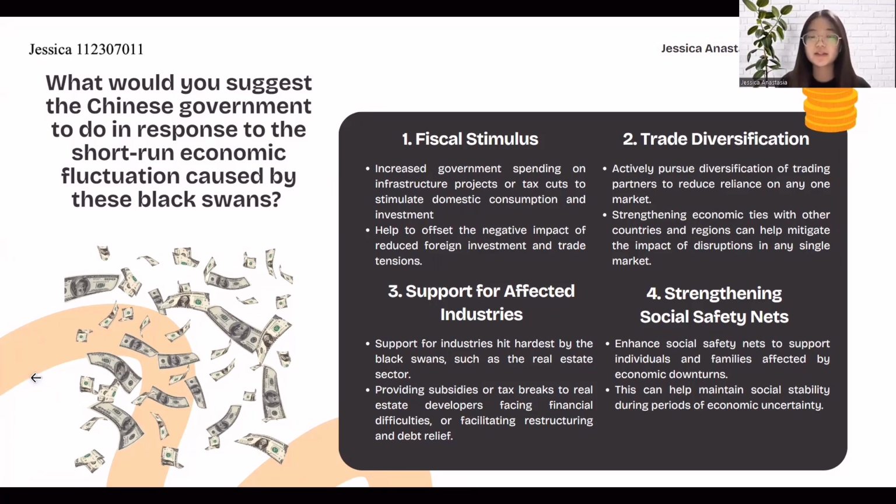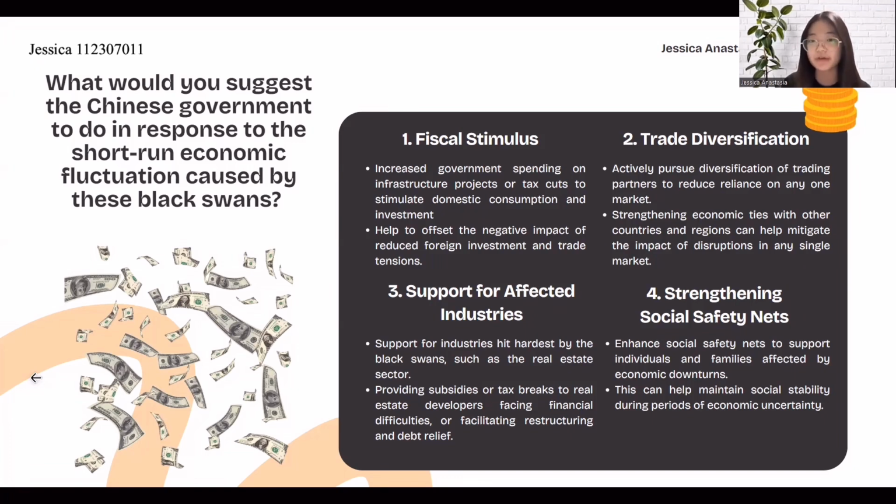And the third is support for affected industries. Specifically, target support for industries hit hardest by the black swan, such as the real estate sector. This could involve measures like providing subsidies or tax breaks to real estate developers facing financial difficulties, or facilitating restructuring and debt relief.